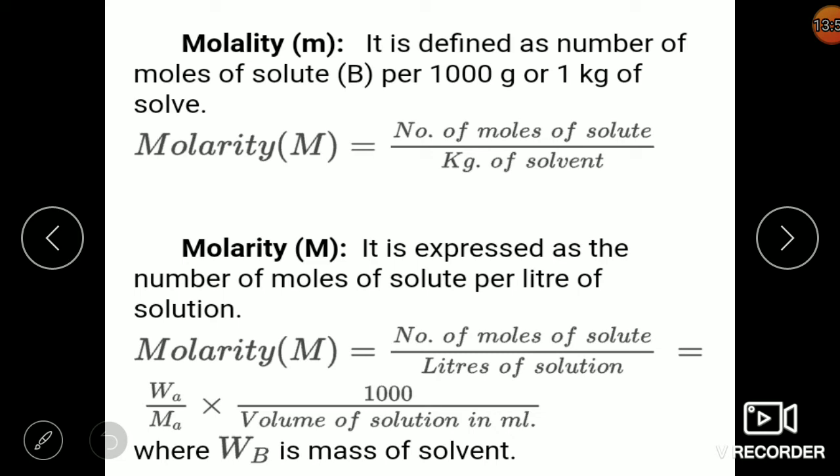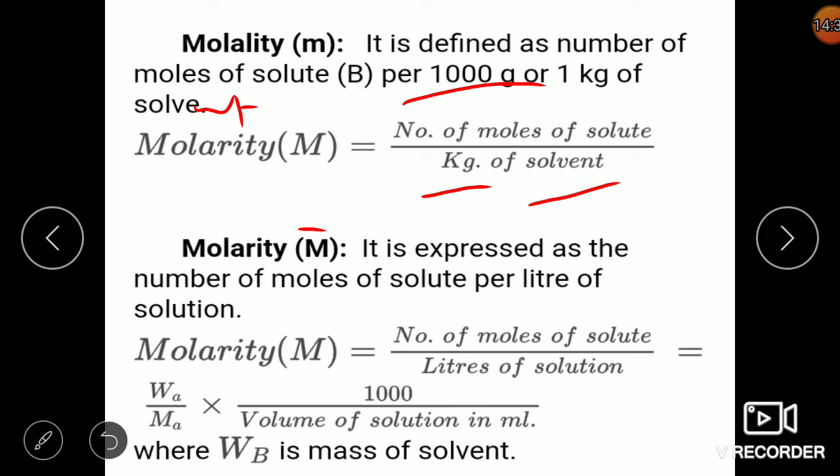Next is the molality. Molality we represent with small m. You have to remember the symbol. Molality and molarity: if it is small m, do remember it is molality, and if it is capital M, it is your molarity. So what is molality? It is defined as the number of moles of solute per 1000 gram or 1 kg of solvent. It is not solution, it is solvent. So molality is the number of moles of solute divided by solvent, and you have to give the solvent in 1 kg.